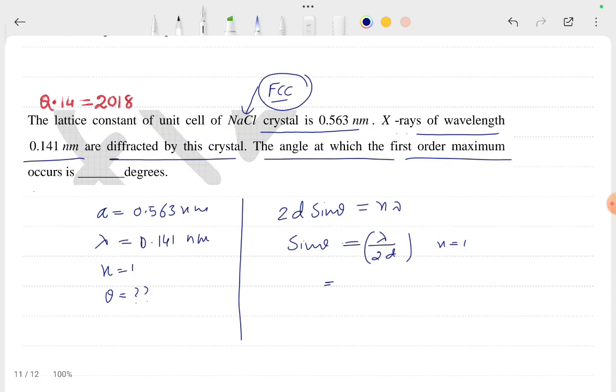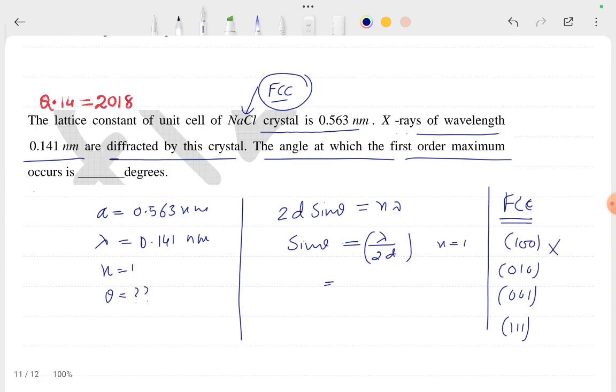What is the value of d for maxima? Actually, as we all know, for FCC structure, NaCl is an FCC structure. Consider the hkl planes, just imagine 100, 010, 001 and 111. Which plane do we actually consider for first order diffraction?